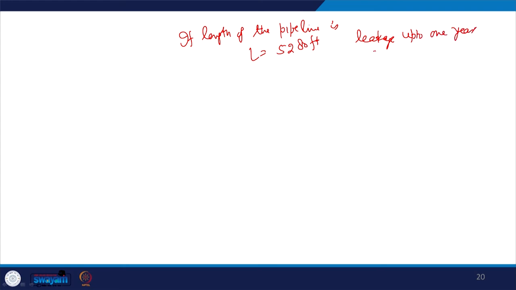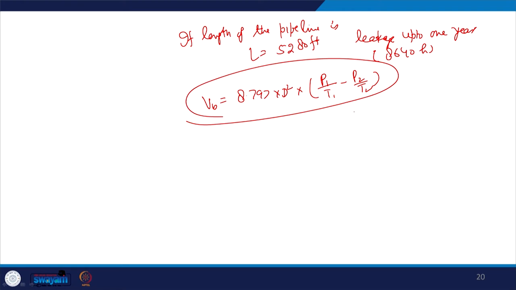Now, if the length of the pipeline is L equal to 5280 feet and leakage up to 1 year, that is 8640 hours, then VB is equal to 8.797 into D square into (P1 upon T1 minus P2 upon T2). This equation gives the volume of gas escaped due to leakage from 1 mile of pipeline over the period of 1 year. This is also applicable if a small change occurs in temperature and pressure.